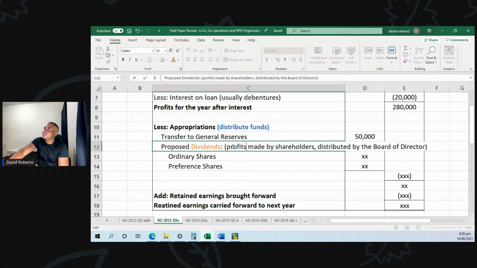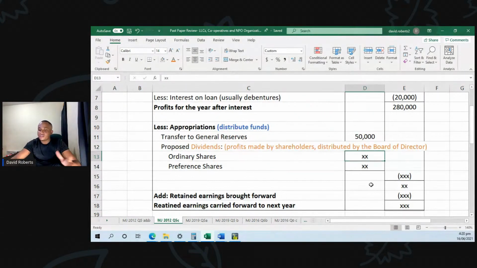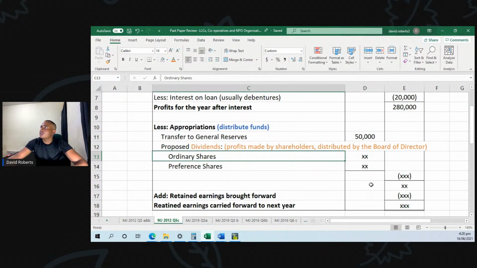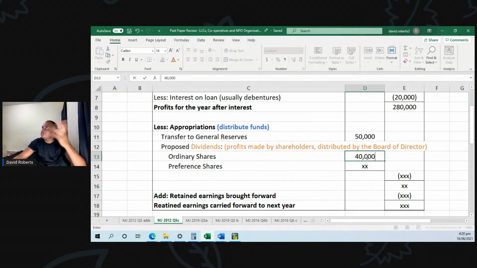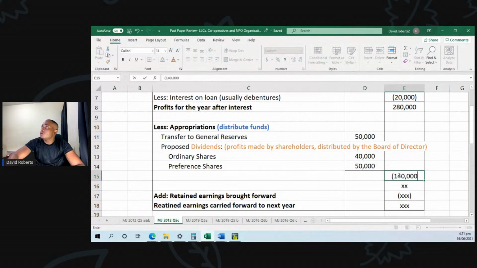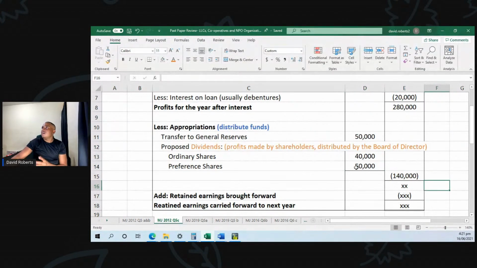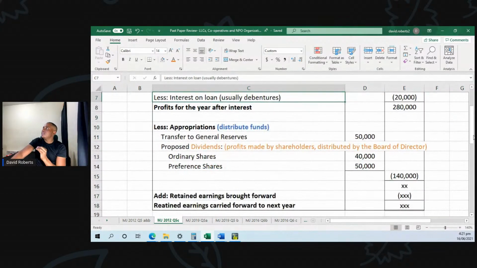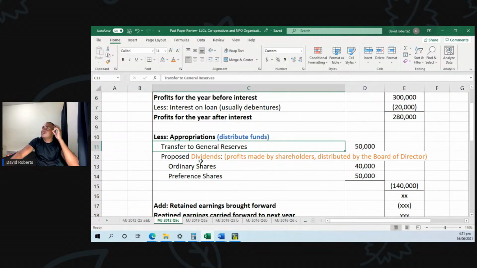So we have the proposed dividends, and this is just a note for you all on what dividends are. So this is profits made by the shareholders and distributed under the directions of the board of directors. Let's say, for example, the board of directors decided that they would want to distribute 5% on shares, and it reached, let's say, 40,000. So you have 40,000 for ordinary shares distributed. You have preference shares, 50,000 being distributed, right? And then what we need to do is to add these up. So it's $140,000 that is going to be minus from our profits, because they are appropriated to the general reserves and the proposed dividends.